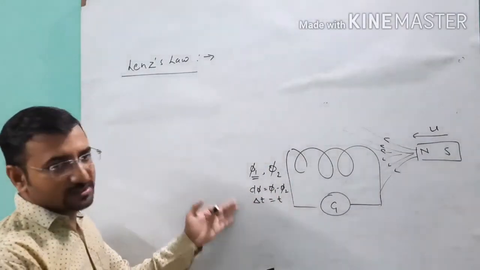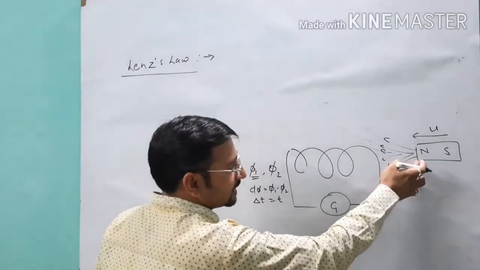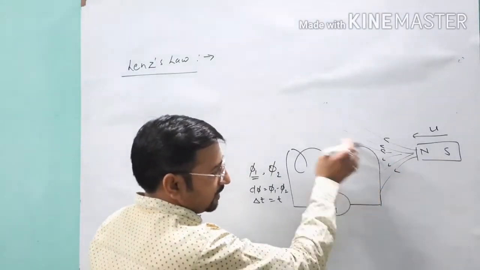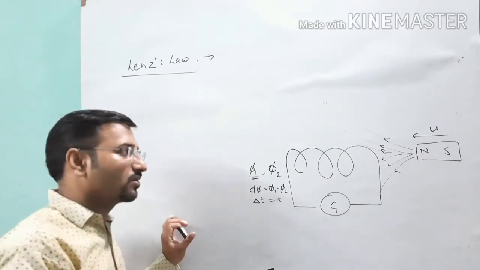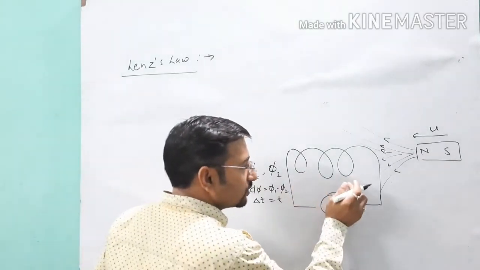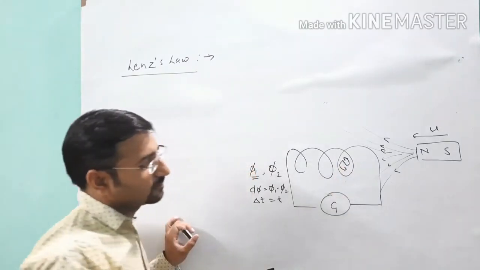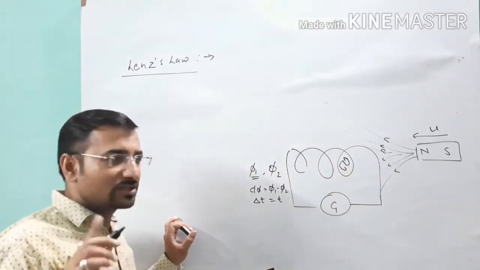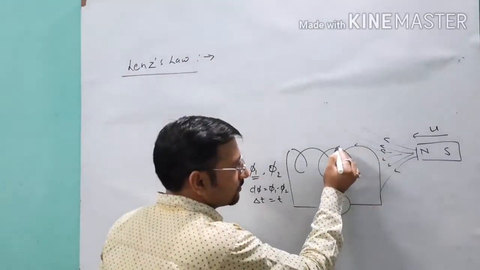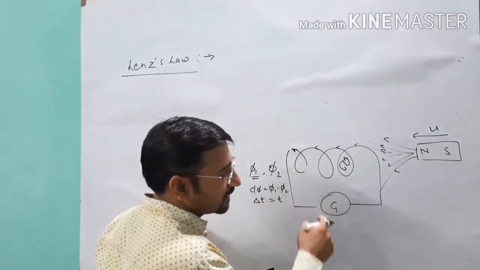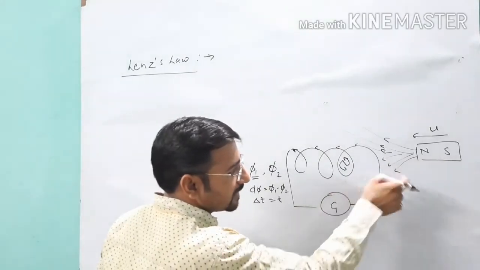This direction is given by Lenz. He said that as we know, when we bring the magnet toward the coil, an EMF and an induced current is produced in the coil. At that time, the induced current or EMF, as we already know, always opposes the change in flux. So the direction of the induced current in the coil is such that it opposes the reason by which it arises.